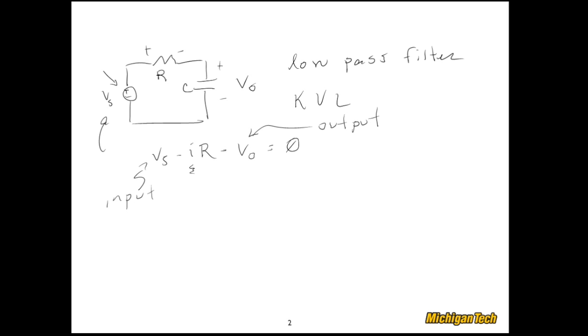That I is this I. That's the current that's going through the resistor and it's going through the capacitor. And so that I is also equal to C dVc/dt, but we're denoting this as V0, so C dV0/dt. And if I plug that into here, I'll get Vs minus RC V0 dot minus V0 equals 0. Rearrange this just ever so slightly.